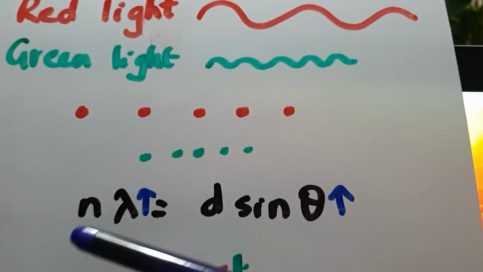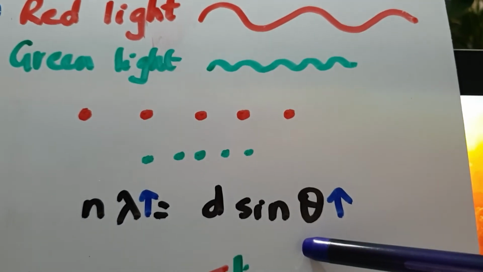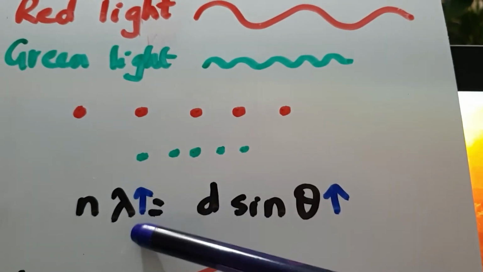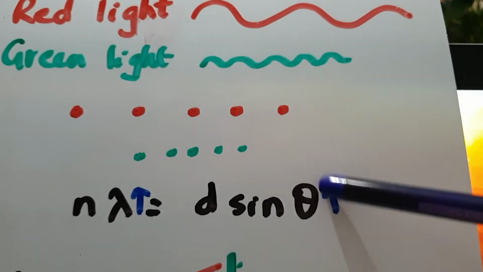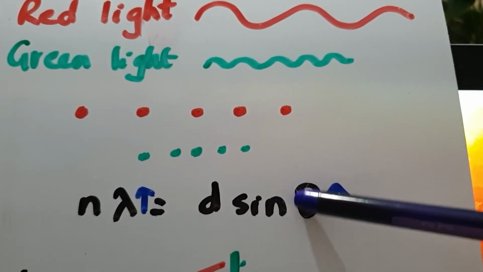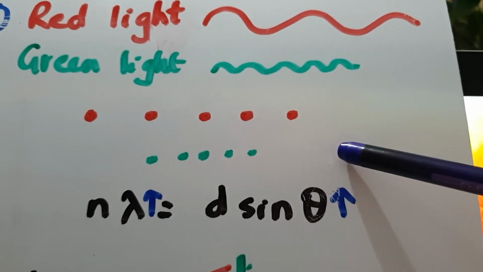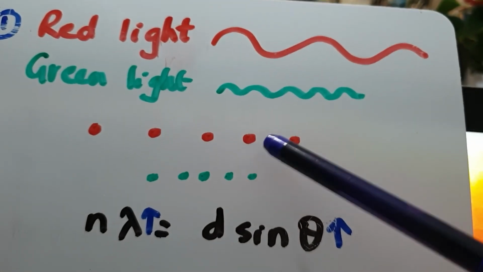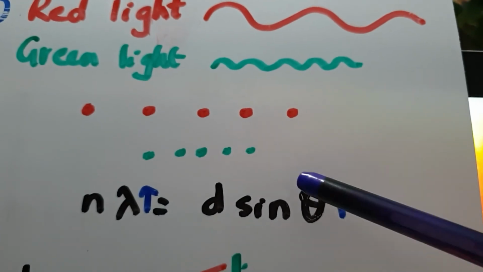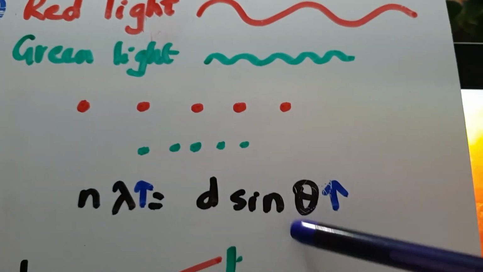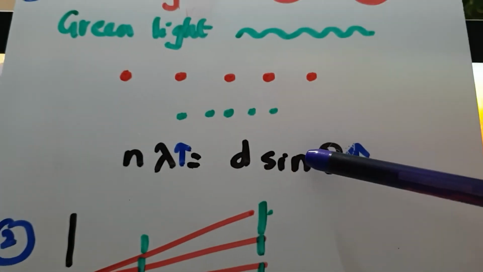You just use the formula n lambda equals d sine theta. When wavelength increases, sine theta will increase. So theta increases, so sine theta increases, and that is why the light is diffracted by larger angles. Okay, so it's all to do with diffraction.